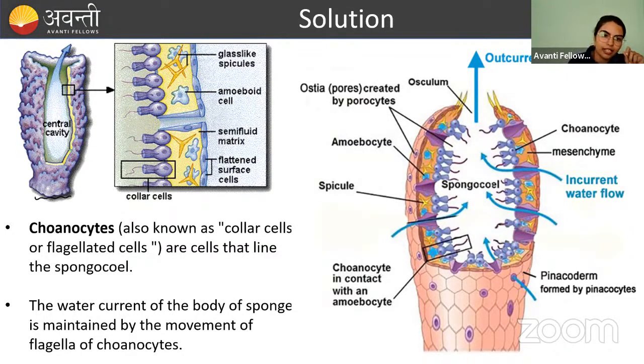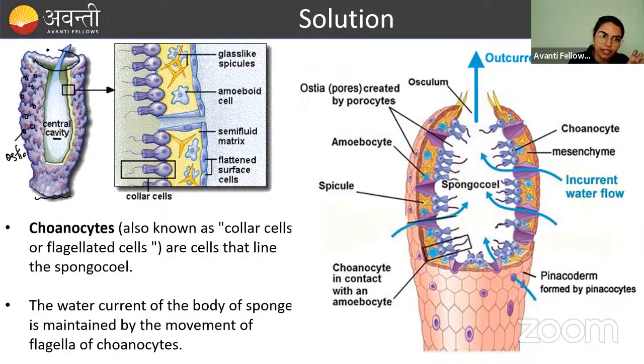So here you will be seeing there is a presence of small pores on the body of this sponge, and there is a big central cavity. We call it spongiocele. These small pores are called ostia. Small pores are ostia, and the big central cavity is spongiocele.